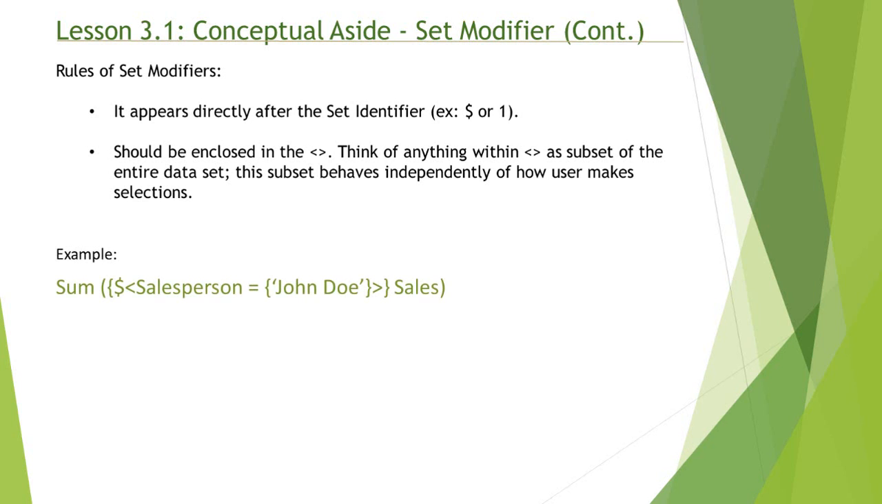So let's look at some of the examples. In this example, we're calculating sales for one single salesperson, and his name is John Doe. If you think of the set modifier in this entire expression, it's what lies within the angle brackets. On the left of the equal sign, you have salesperson, which is the field within your application. And on the right-hand side of the equal sign, you have John Doe, which is a string value, but it can be an expression or a numeric value.